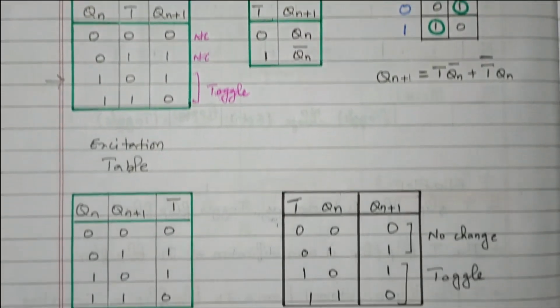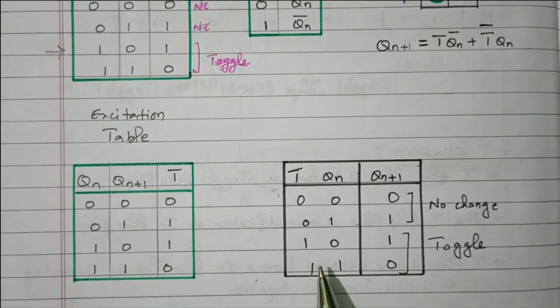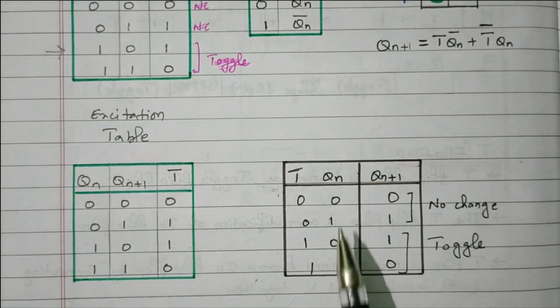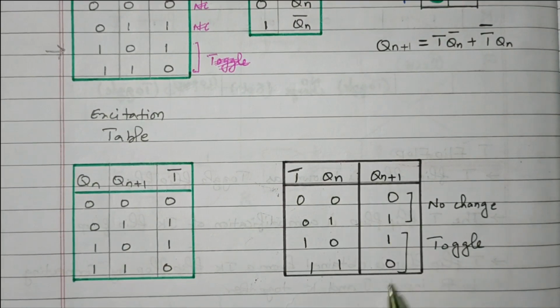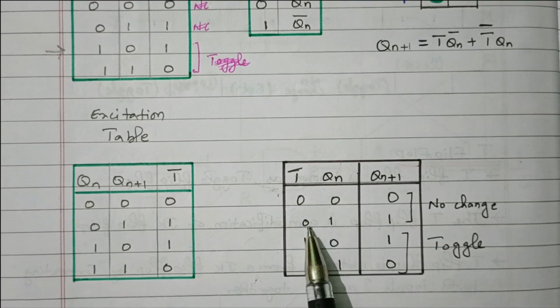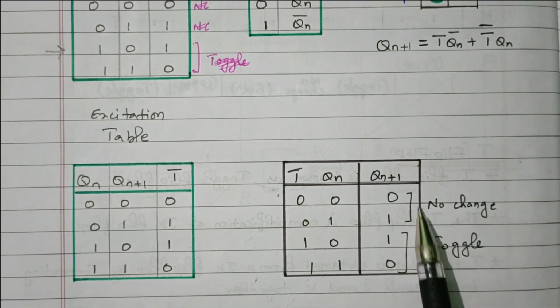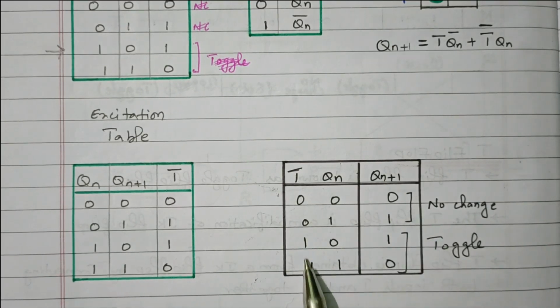Right? So the same truth table written in another manner, T, Qn plus 1. This Qn plus 1 depends upon Qn and T. 2 variables, 4 combinations. 0 0, 0 1. This T is 0 means no change. T is 1 means 0 becomes 1, 1 becomes 0. Toggle.